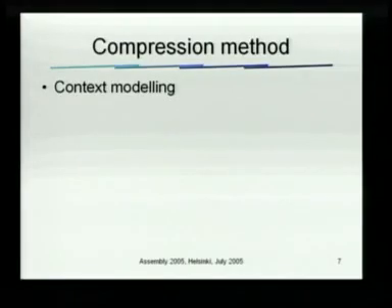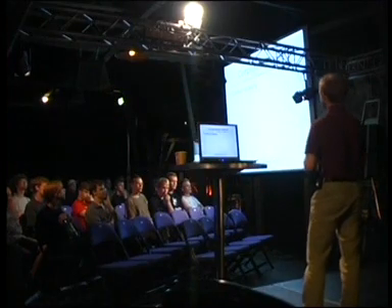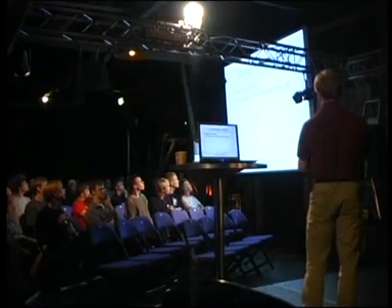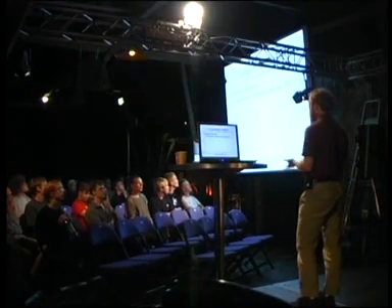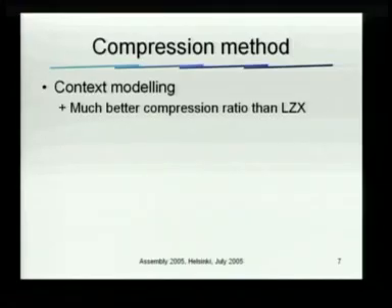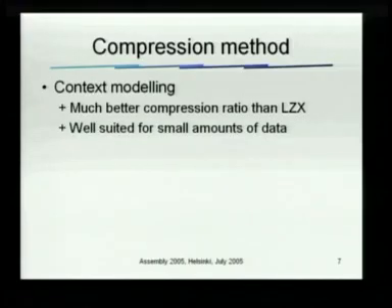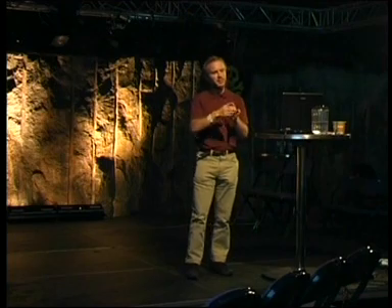So the next thing is, just the linking in itself doesn't get us to the goal. We have to have a very good compression method also. So the thing that we use is called context modeling. So now I'll give a sort of sales speech for context modeling. There's this fantastic thing called context modeling. This is a revolutionary compression method, which compresses much better than LZX, which is the method that the cab compression uses, and is well suited for small amounts of data like 4Ks, because it has a very small startup cost. It can begin compressing right away.